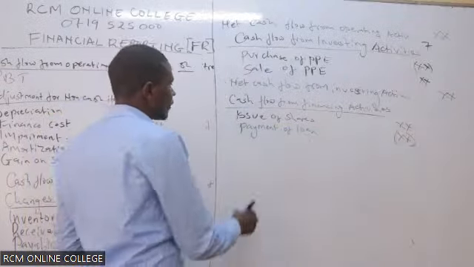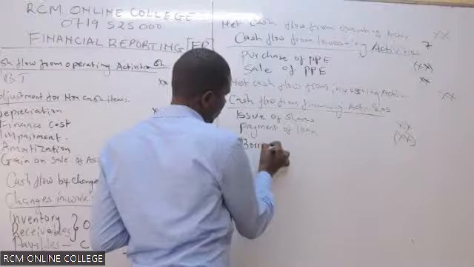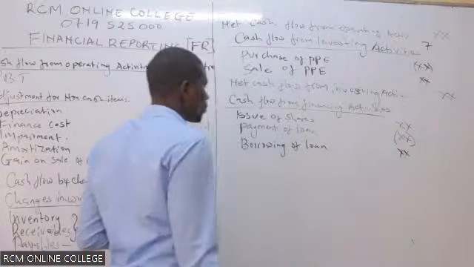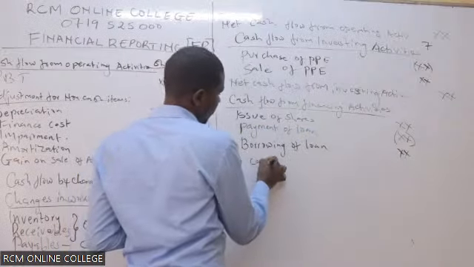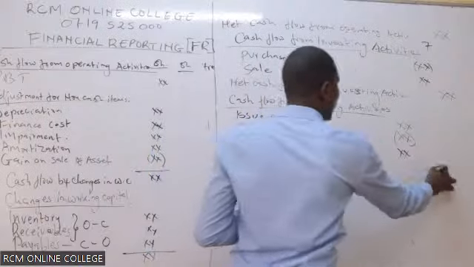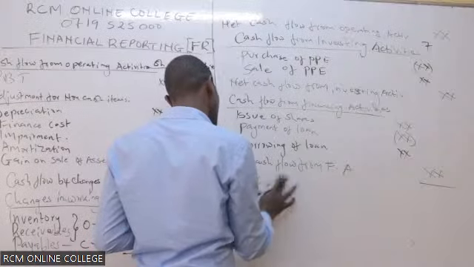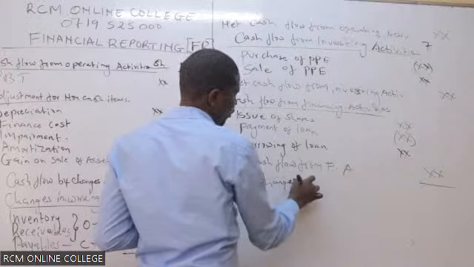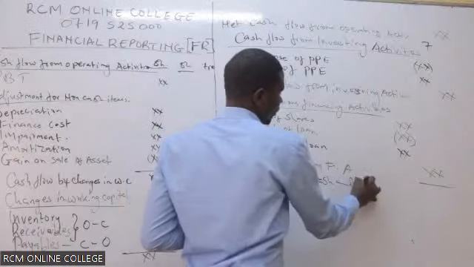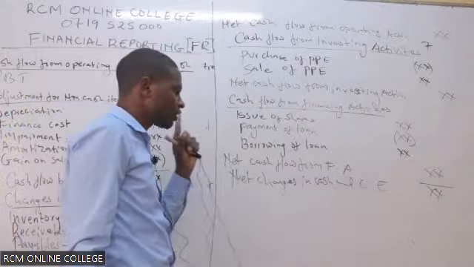Unaona? Then you can have borrowing of loan. Ukiborrow loan, pesa inaingia, so that one you add. Then you put net cash flow from financing activity. Unaweka kwa column ya mwisho ili unapata net changes in cash and cash equivalent, na hizi ni free marks hapa chini. Net changes in cash and cash equivalent ndio itakuwa hapo.